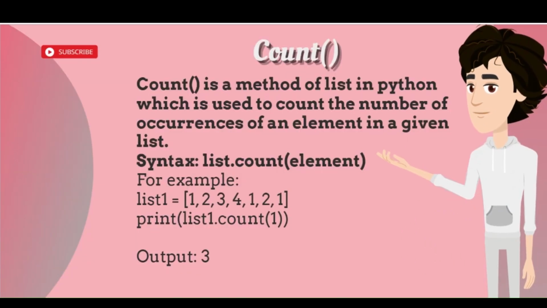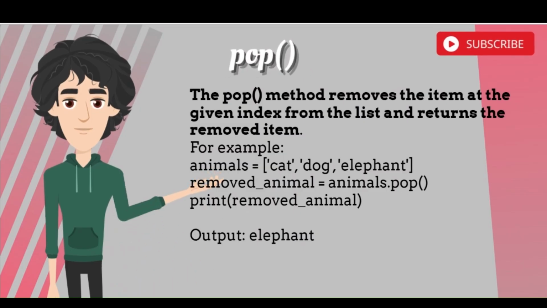Count. Count is a method of list in Python which is used to count the number of occurrences of an element in a given list. Syntax, list.count(element). For example, list1 equals 1, 2, 3, 4, 1, 2, 1. Print list1.count(1). Output, 3.